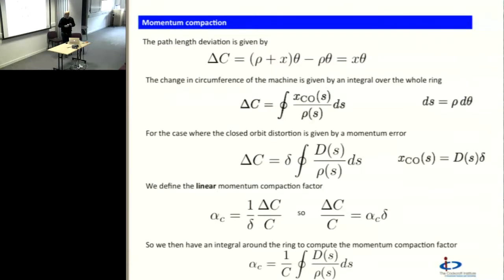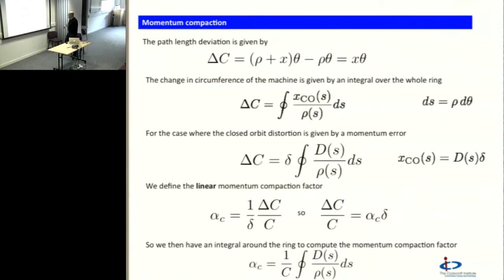So now what we do is we define something called a linear momentum compaction factor. Linear because it's linear in the momentum deviation. So we define alpha, and it's either called alpha sub c or alpha, depending on which textbook you read. And it's defined as the overall shift in circumference for a particle going around the ring, normalized to the ideal circumference, so the fractional shift in the path length, divided by delta. So what alpha is telling you is if you have a momentum offset delta, it tells you the linear ratio between this delta and the resulting circumference change of a particle. That's what it's telling you.